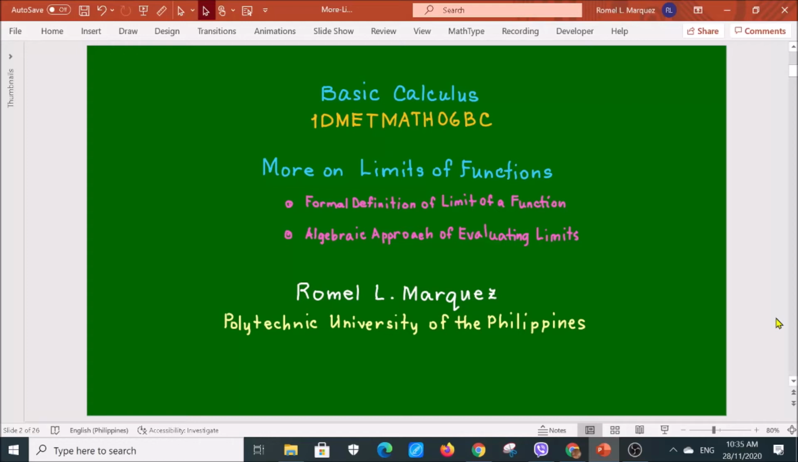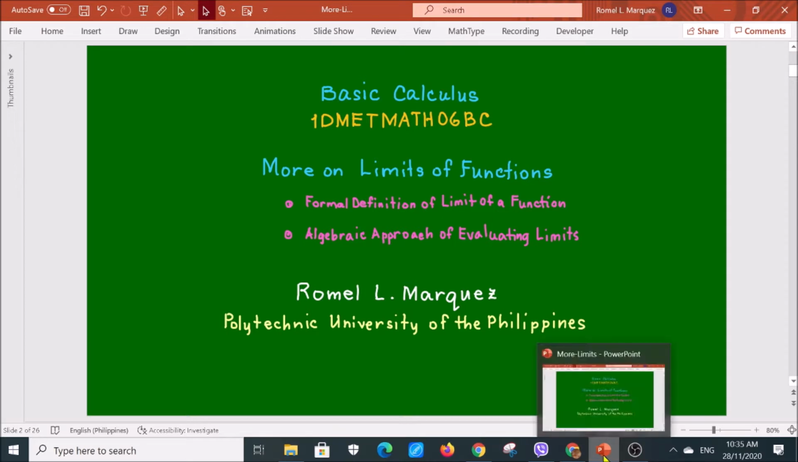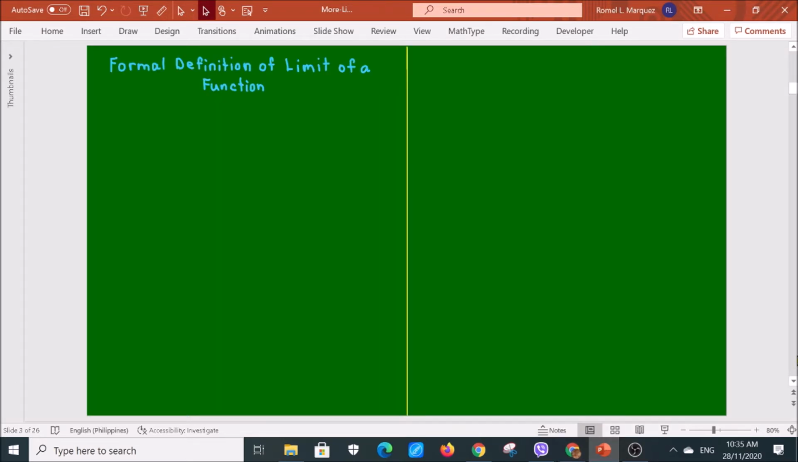So again, more on limits of a function: the formal definition of the limit of a function, and then the algebraic approach of evaluating limits. To define the limit of a function in a precise way, we consider its intuitive definition.